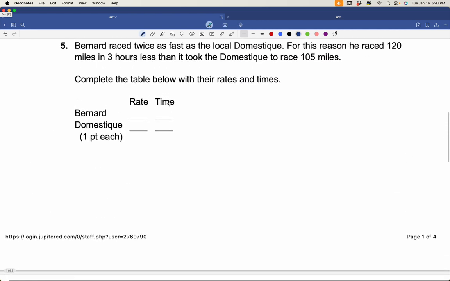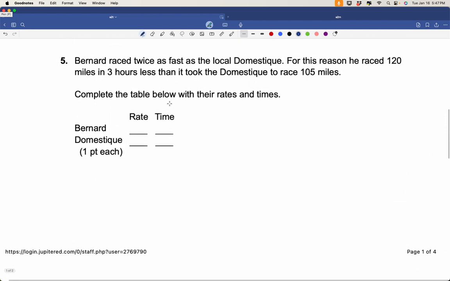Okay, number 5. And no, it's not the last one. We've got more. All right, so Bernard raced twice as fast as the local domestique. For this reason, he raced 120 miles in 3 hours less than it took the domestique to race 105 miles. Okay, so we've got to complete the table below with their rates and times.